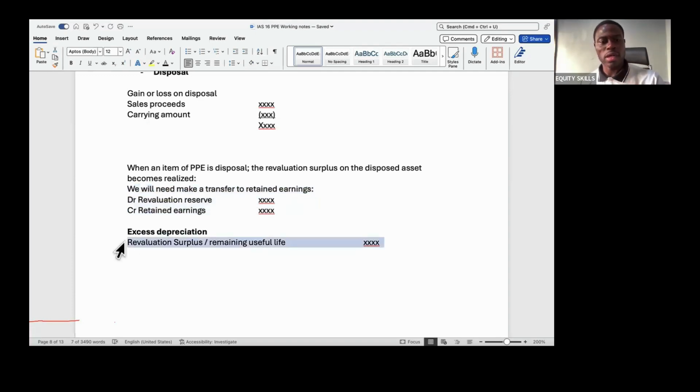Okay. Let's not dwell so much time on this because it's hardly in your exams. I hardly see it there. So just understand it and know it exists.